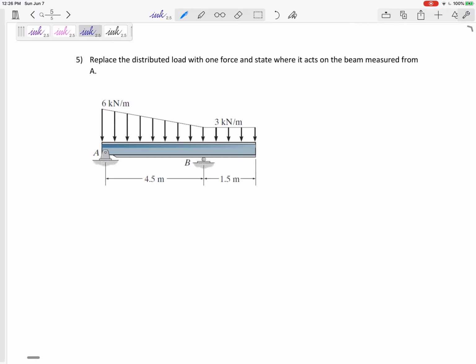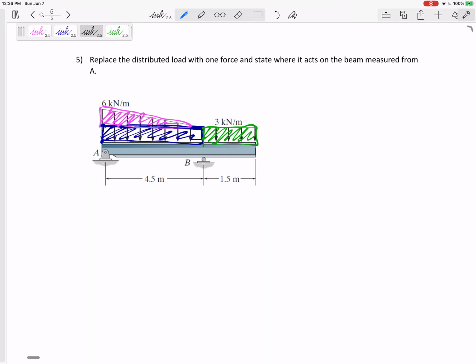In general, I like to look at these trapezoidal distributed loads as a uniform distributed load with a triangular distributed load on top of it. So my first instinct would be to break this up into 3 distributed loads, replace them with 3 forces, and then figure out the equivalent.